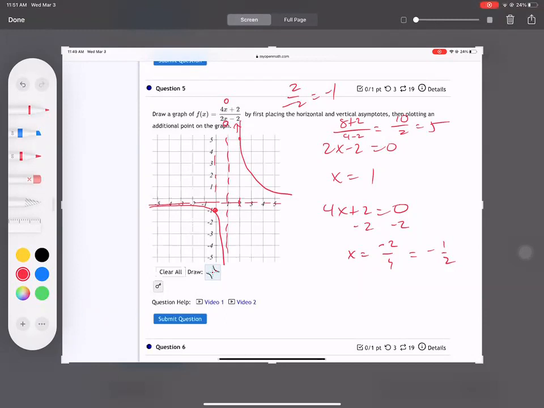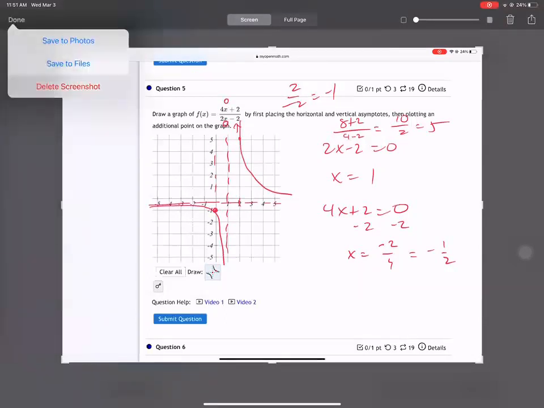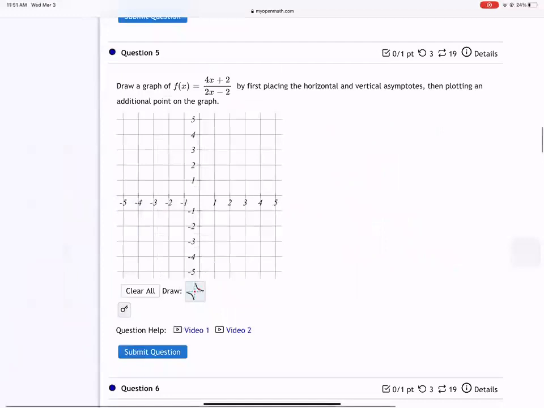Let's go ahead and graph that. The rule says place the horizontal and vertical asymptote. First we said it was going to be at 1, negative 1/2, I think. Oh, it's positive 1. Whoops, positive 1, right? My bad. Okay, 1, yeah. My x is 1 and my y is negative 1/2.